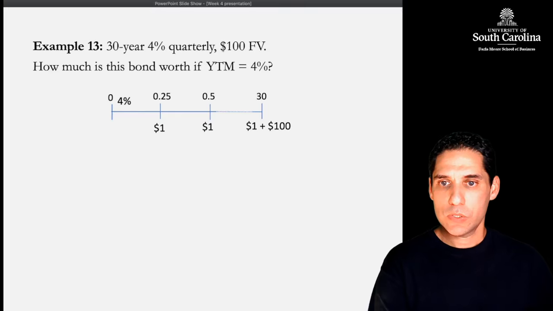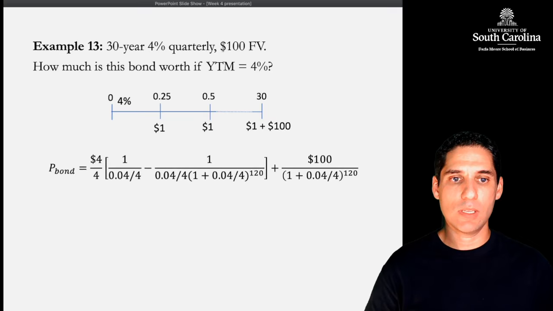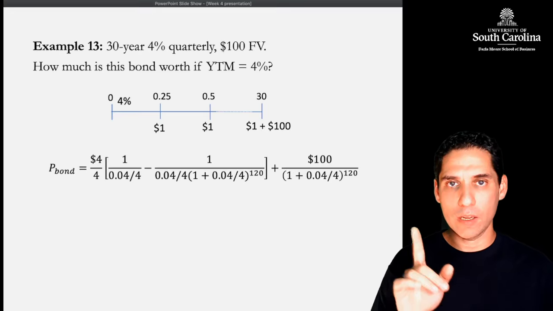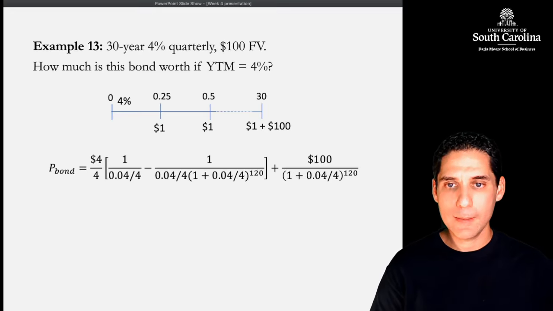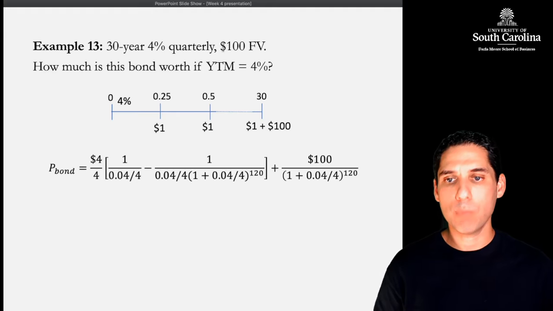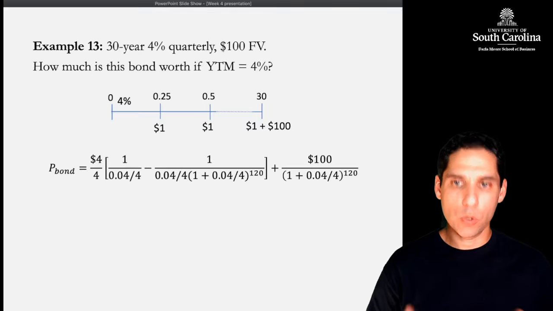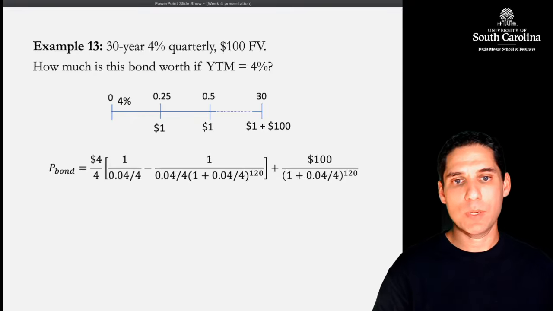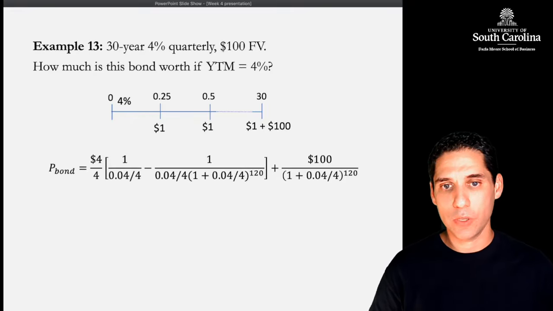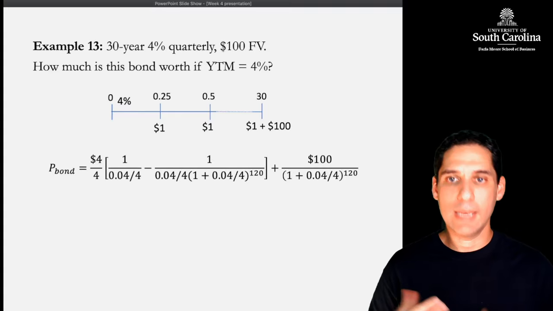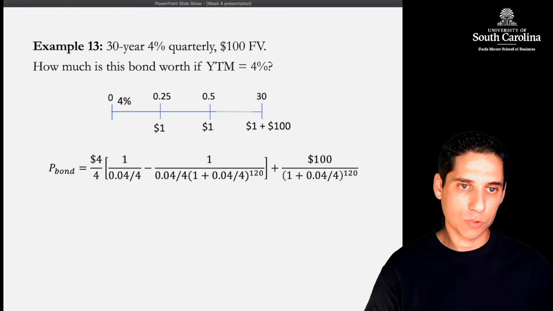Okay. So now if we plug these into our annuity shortcut formula, each coupon payment is $1, the $4 annual divided by 4. And then in the brackets, we have 1 over yield to maturity divided by M, 0.04 divided by 4, and so on. That's the annuity formula. And then we have the present value of the $100 face value, also divided by (1 plus YTM over M) raised to N times M. And N times M is 30 times 4, 120.